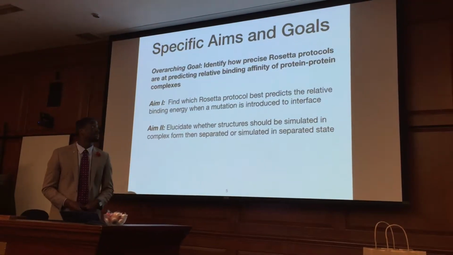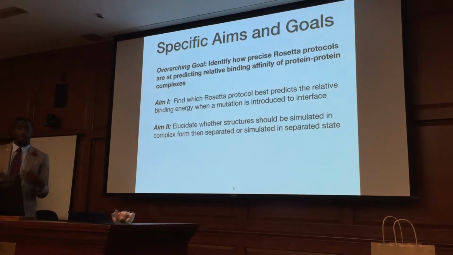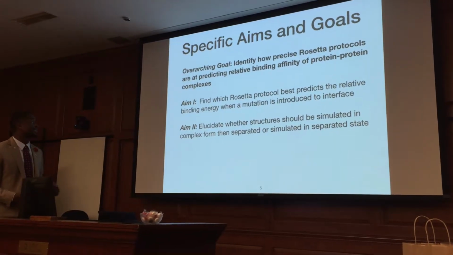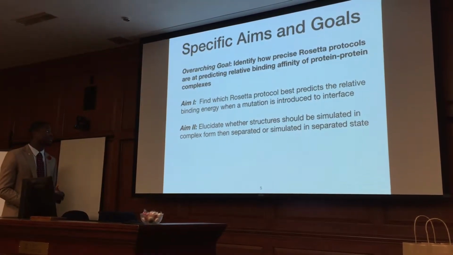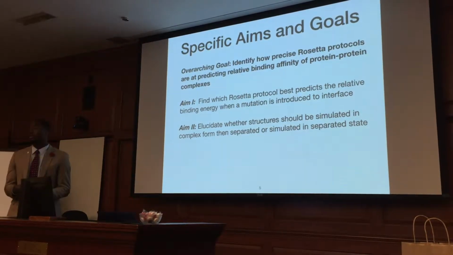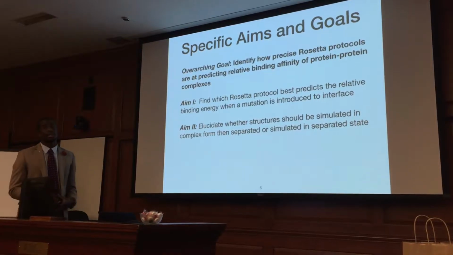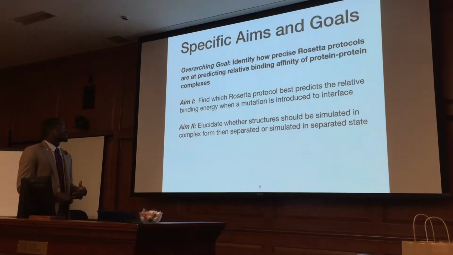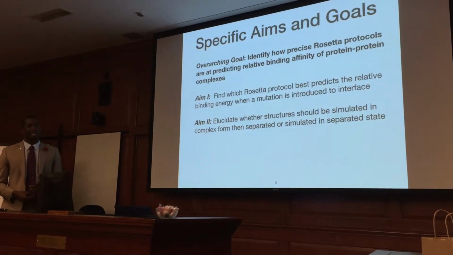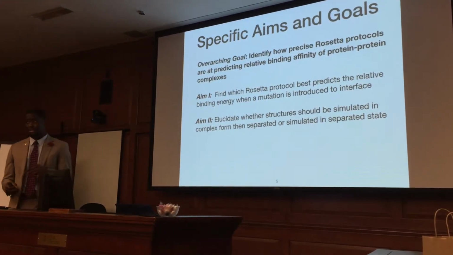So that brings me to the specific aims and goals of my project over the summer. The overarching goal was to identify how precise Rosetta protocols are at predicting binding affinities for protein-protein complexes. Within this overarching goal, I had two aims. The first aim was to find which Rosetta protocol best predicts the relative binding energy when a mutation is introduced to the interface.